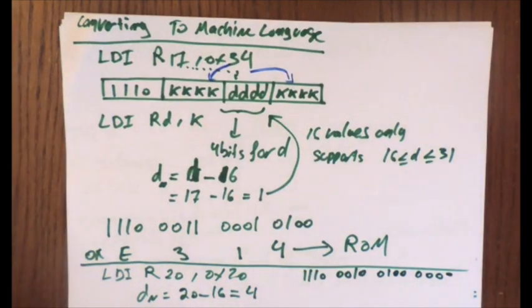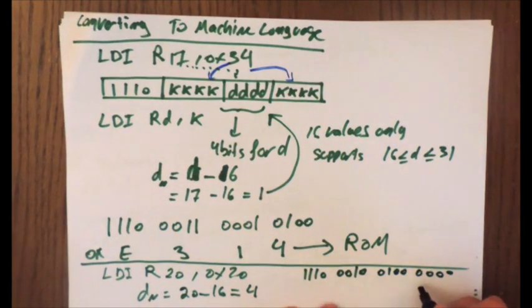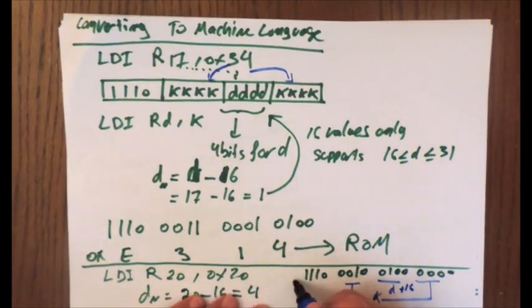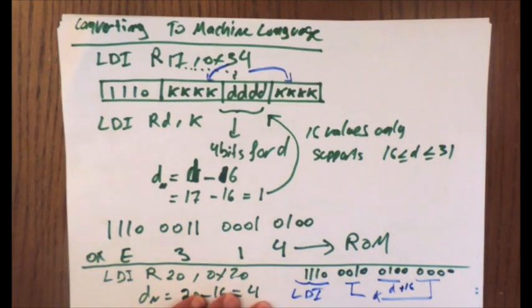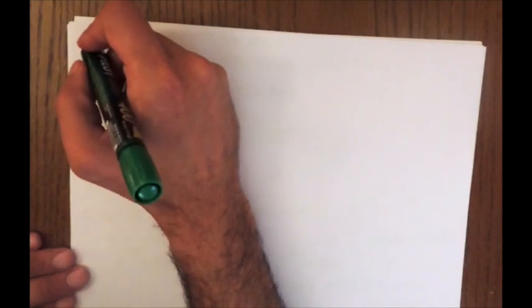So if I want to just emphasize, this makes K, and this makes D, but I need to add 16 to it to get the 20, so 4 plus 16 is 20, and this tells me it's LDI. This is the opcode. So this is the first instruction that we're going to take, and this tells us how we transform from LDI to machine language.